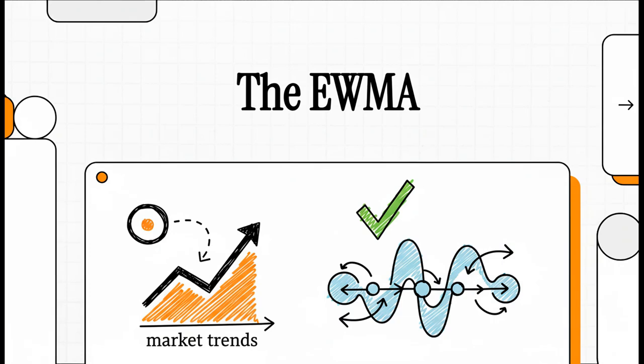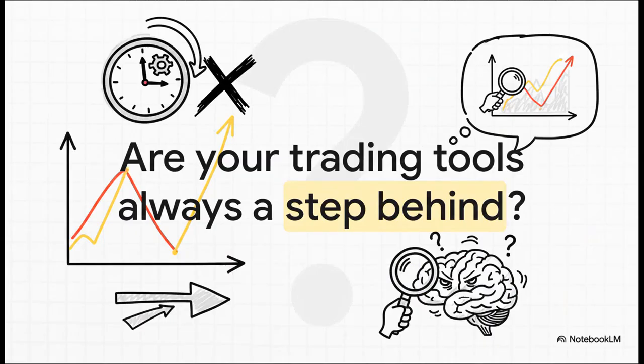Hey everyone, and welcome. Today, we're going to dive into a tool that honestly could completely change how you look at market trends. It's called the Exponentially Weighted Moving Average, or, a lot easier to say, the EWMA. So let me ask you a question.